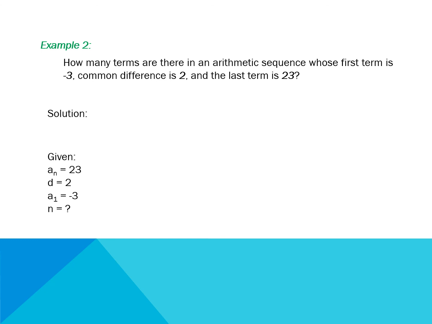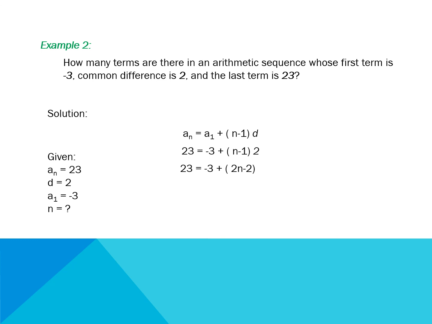Now, let's have the formula: a sub n, the last term, equals the first term plus the quantity n minus 1 times d. By substitution, we have 23 for our last term, negative 3 for our first term, plus the quantity n minus 1, where we don't have n, and our d equals 2. Next, we apply the distributive property to remove the parentheses: n times 2 and negative 1 times 2 give us 2n minus 2. Add that to negative 3.